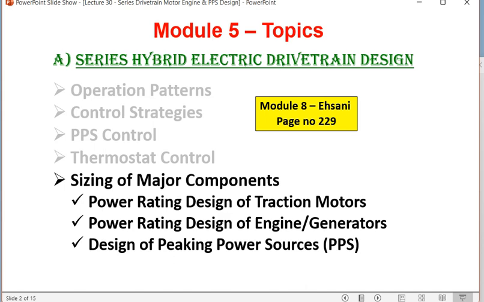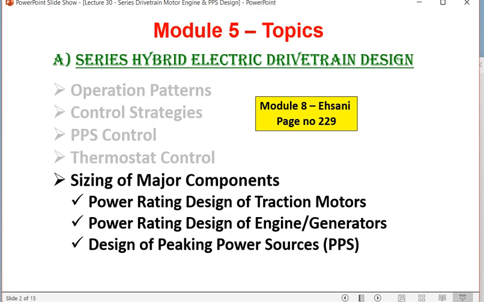We have already seen under control strategies that PPS means the secondary source, which is generally a battery, called a peaking power source, because whenever peak demand of power is there, at that time only this source comes into action. Otherwise, most of the time the primary power source, which is engine generator or engine, gives the power supply to the final drive element.